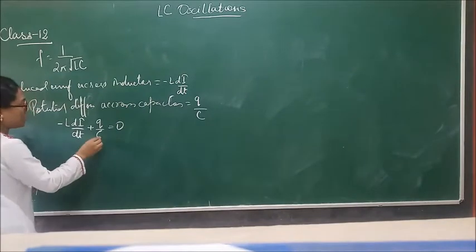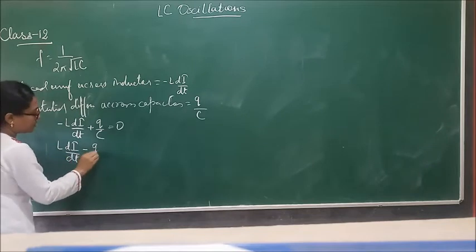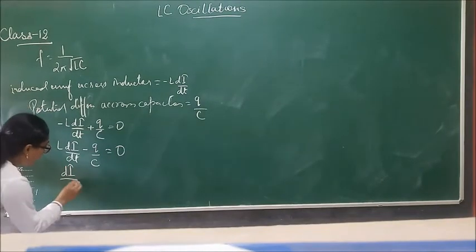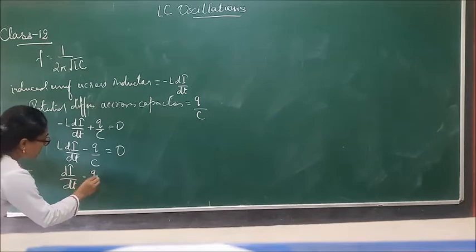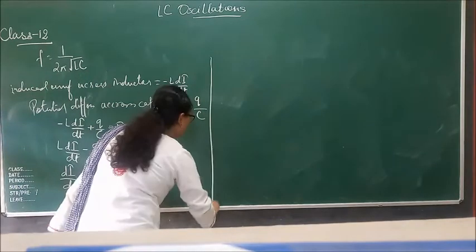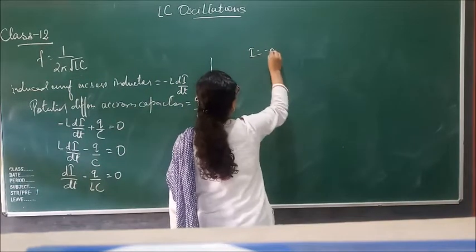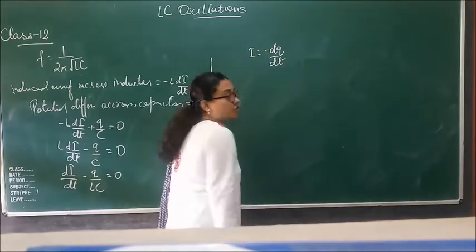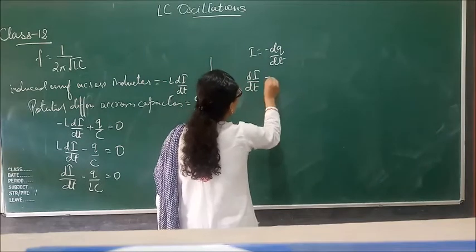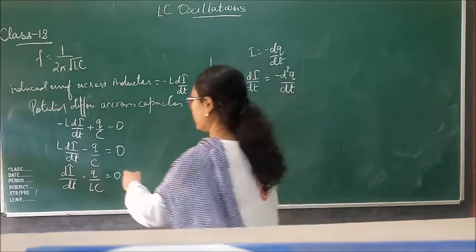So this negative is going to transfer here. L di by dt minus Q by C is equal to 0. Now, di by dt minus Q by LC is equal to 0. I can do it like this. Now you can see this. I is equal to, as we already know, dq by dt, the rate of change of charge with time. Now di by dt means differentiating, so this will be minus d square q by dt square. How much will this be? d square q by dt square.